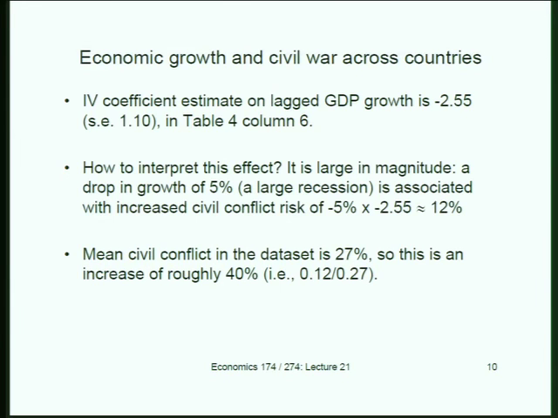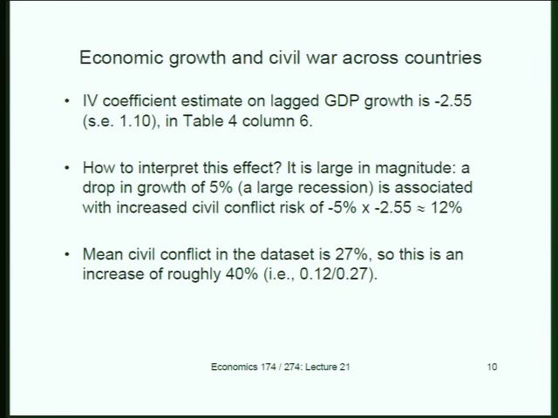What does that mean? To understand the magnitude, we can look at the average rate of conflict in our data set. So again, in this African sample in the 80s and 90s, in 27% of country-year observations, there is civil conflict. That's a lot, as we talked about before. 12 percentage points is about 40% of that, about 30% of the mean conflict rate. So in other words, a large recession would increase the conflict risk by about 40% of the mean. That's a lot. That's a big magnitude.